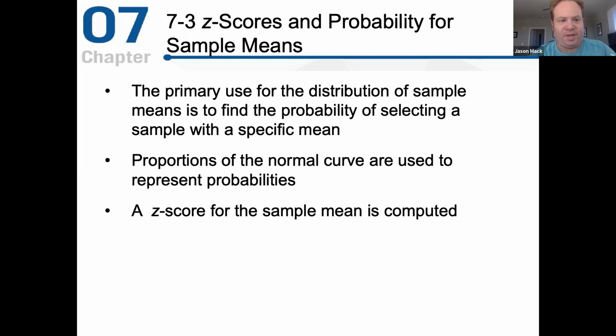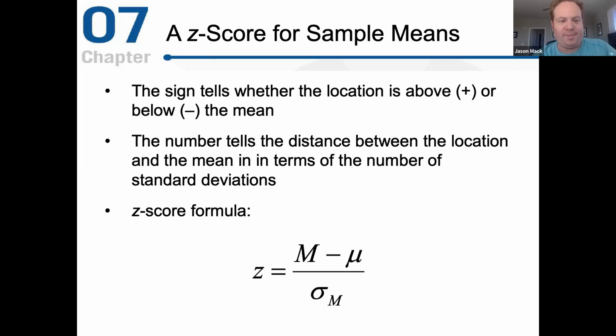Z-scores and probability for sample means. Their primary use for the distribution of sample means is to find the probability of selecting a sample with a specific mean. Proportions of the normal curve are used to represent probabilities. A z-score for the sample mean is computed. For a z-score for sample means, the sign tells whether the location is above or below the mean. The number tells the distance between the location and the mean in terms of the number of standard deviations. The z-score formula is equal to the new mean, like the sample mean, minus the old mean, the population mean, over the standard error.